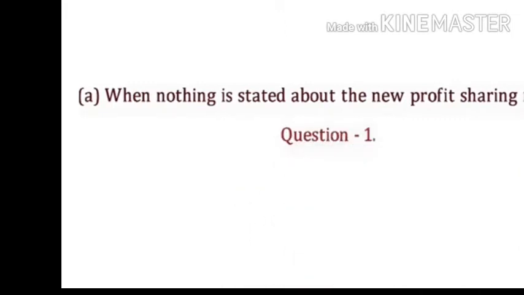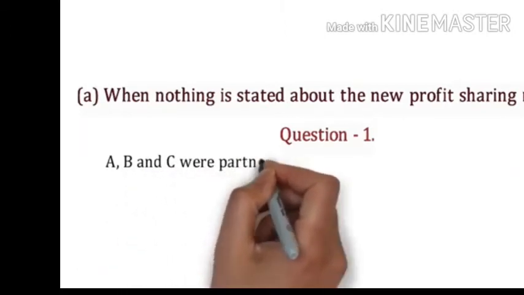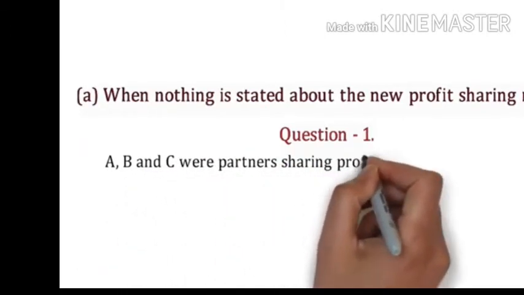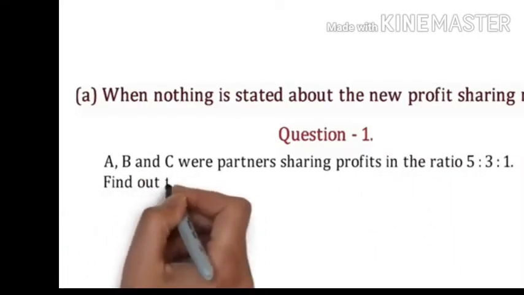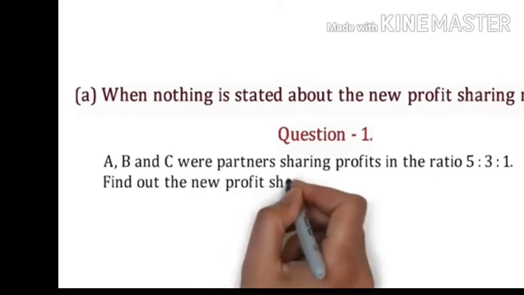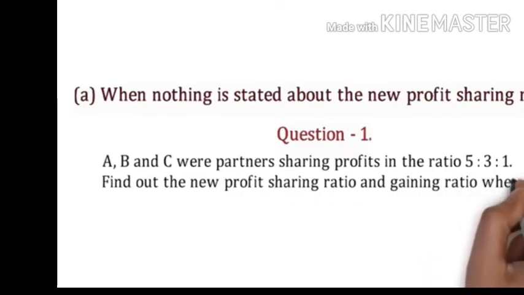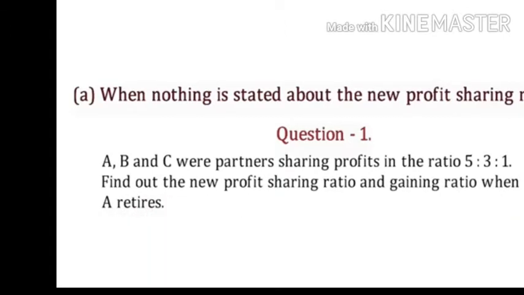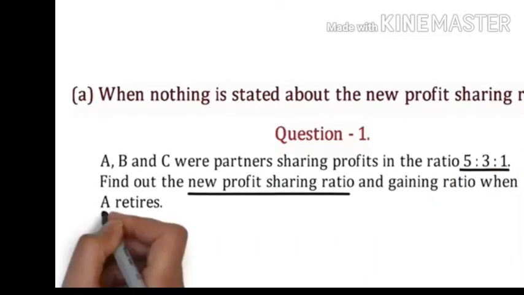See the example. In that example, A, B and C are partners sharing profits and losses in the ratio 5:3:1. Find out the new profit sharing ratio and gain ratio of the partners. Okay, now see the old ratio of A, B, C. The old ratio of partners A, B, C is 5:3:1. Now we have to calculate the new profit sharing ratio or gain ratio.